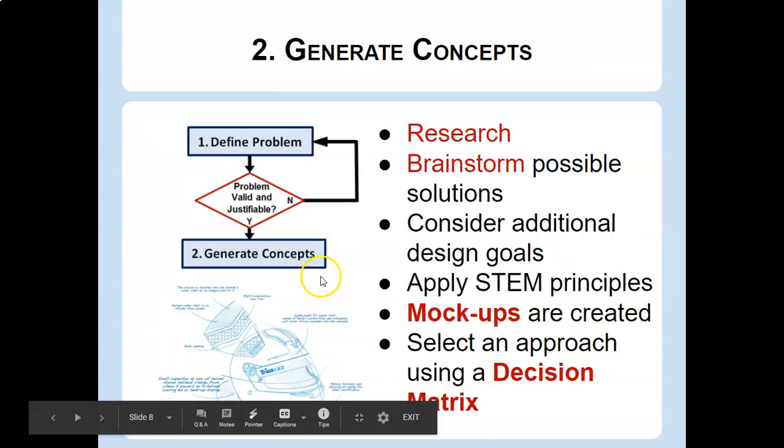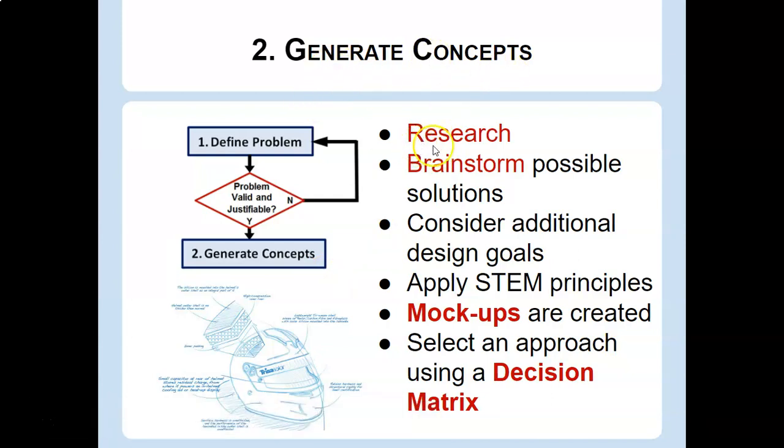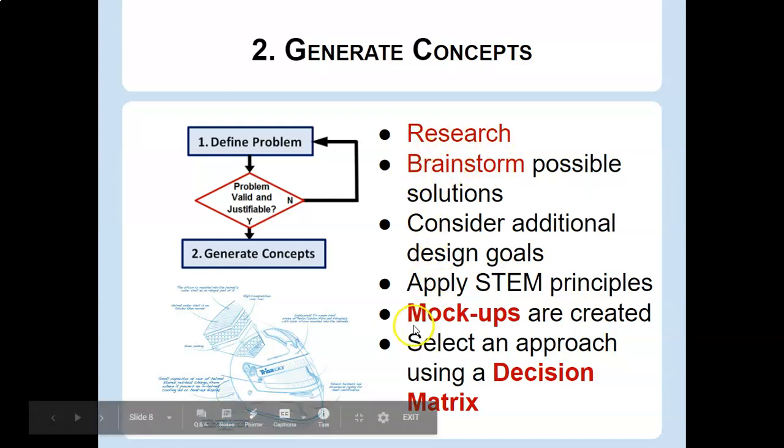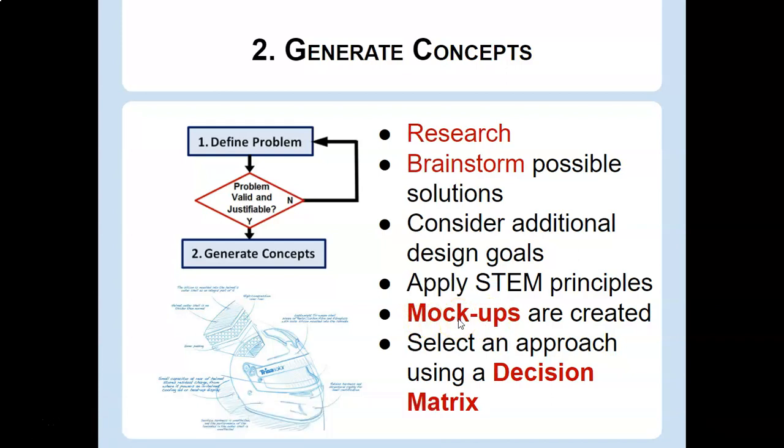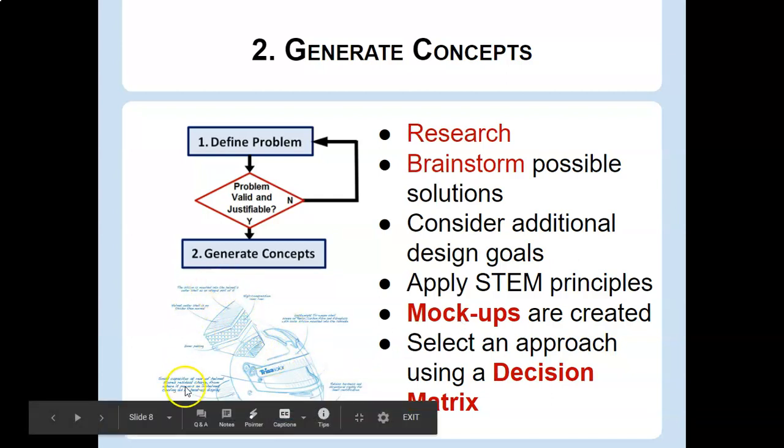Okay, stage two. So this is where you're going to generate concepts. Normally, here's where you're doing a lot of research, you're brainstorming ideas. Maybe you're making little mock-ups. So a mock-up won't function, but it gets your idea down on paper. Maybe you're even making some concept sketches. Okay, like you can see here that it's all labeled out.